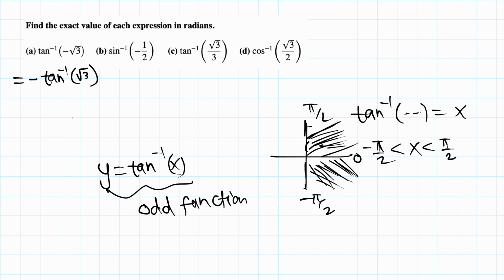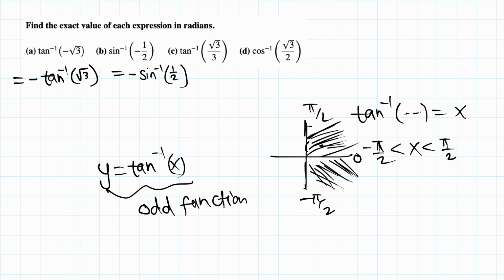So whenever we have an odd function, we can simply pull that negative outside. Sine inverse is also an odd function. So for part B, we can also pull the negative out. Sorry, only the negative out, not the 1/2. Negative sine inverse of 1/2. But we don't know about cosine inverse. Only sine inverse and tangent inverse are odd functions. Okay.